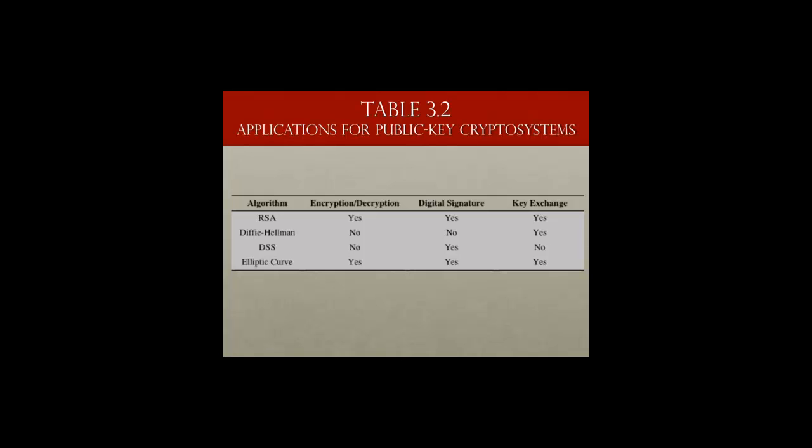So here we have a table, and we have different algorithms on the left, and you can see that some of them are used for different features. For example, the RSA algorithm can be used for encryption, decryption, digital signature, and key exchange, for all three. But look, Diffie-Hellman: no encryption, decryption, no digital signature, only for key exchange. So that's what we're talking about. And over here, DSS, we've got no and then a yes for digital signature, and that's all it does.